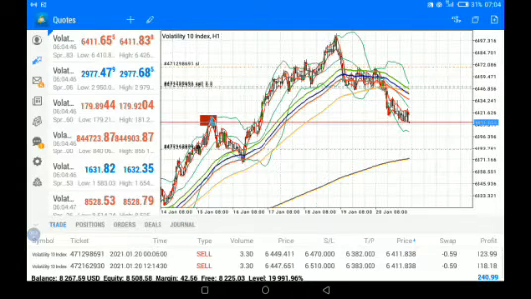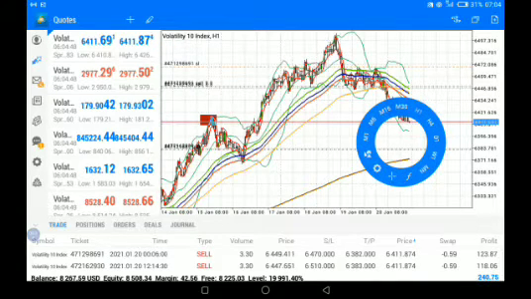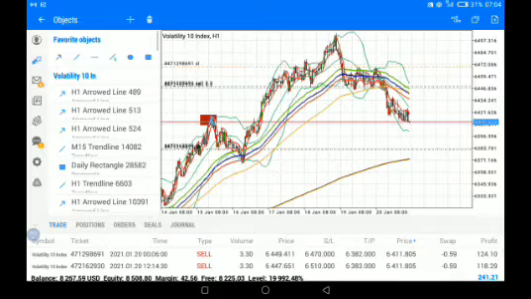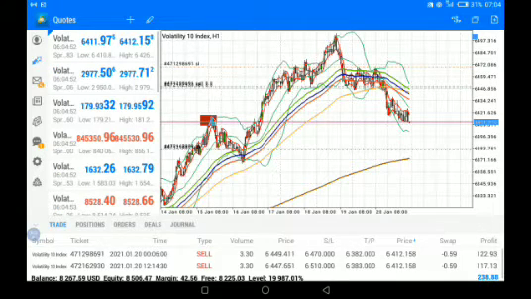We can see that price has just given us a bearish engulfing right at this point, to confirm the break of the zone. Right, so price is presently heading to TP2. Price will be at TP2 soon.